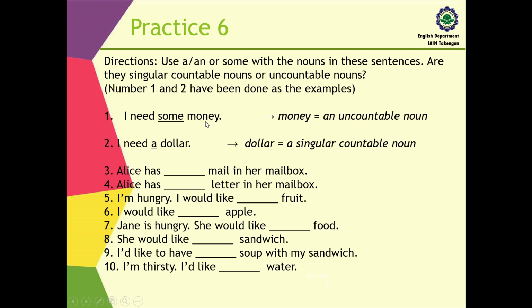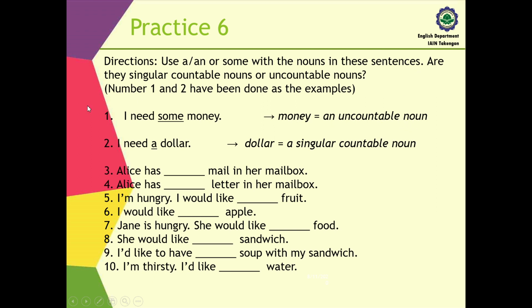the list of common uncountable nouns in our material before. Money is an uncountable noun. If it is uncountable, it's impossible to use a or an. Remember that some can be used in either way, in countable nouns and in uncountable nouns. So here we use some. I need some money. Here we write money is an uncountable noun.